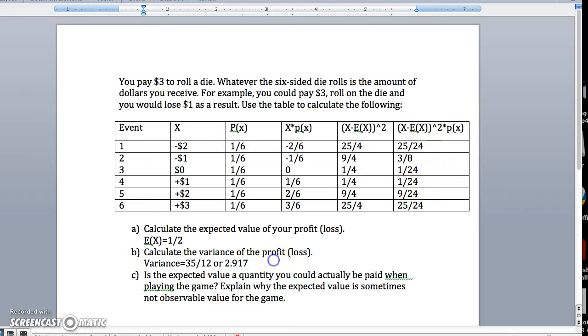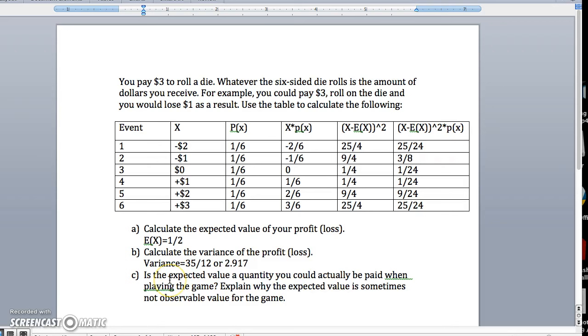So we're seeing a profit loss, which she kind of gives us a hint here. We're paying $3, but it seems that on average we're ending up with 2.917 if we were to play this game.